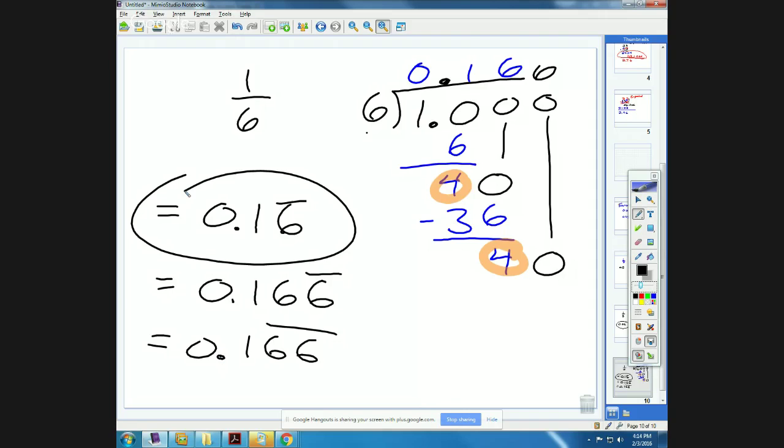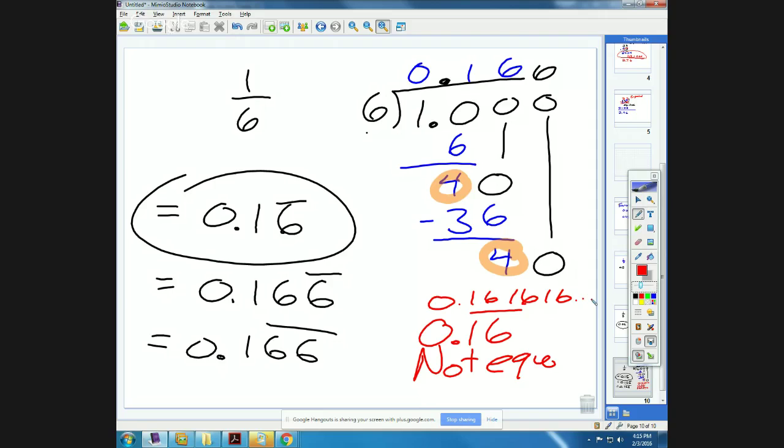But when kids first get started with this, they're going to write all kinds of weird stuff. Some of which is right. Would this be okay? 0.16 with a bar over the 1 and the 6. No, this is not the same. Not equal. Because that would be 0.161616 forever and ever like that.